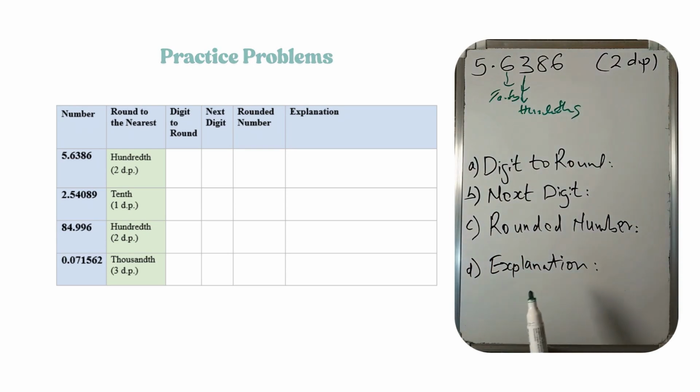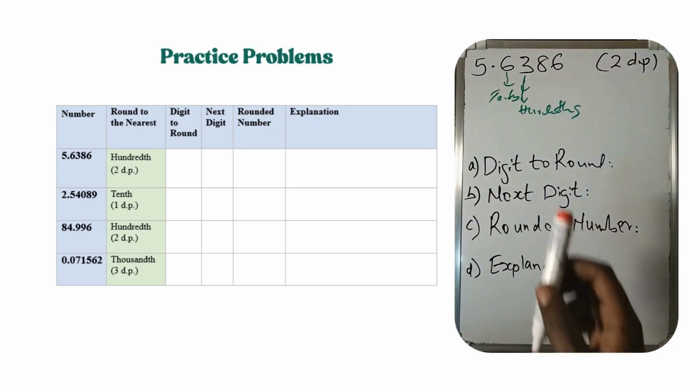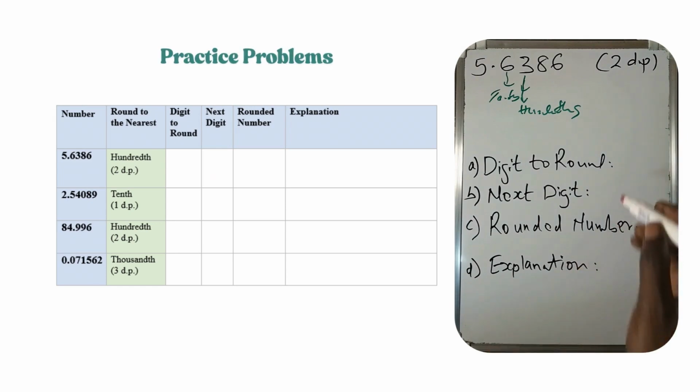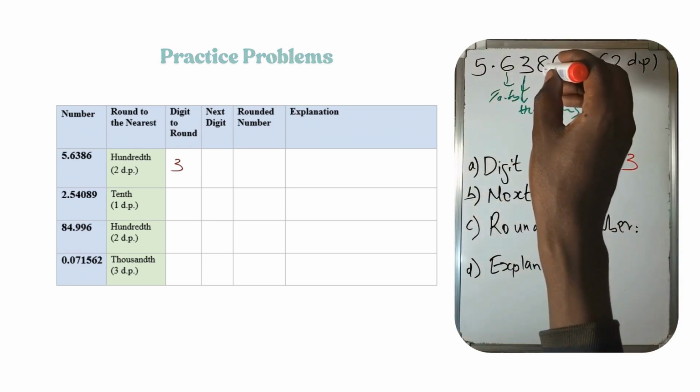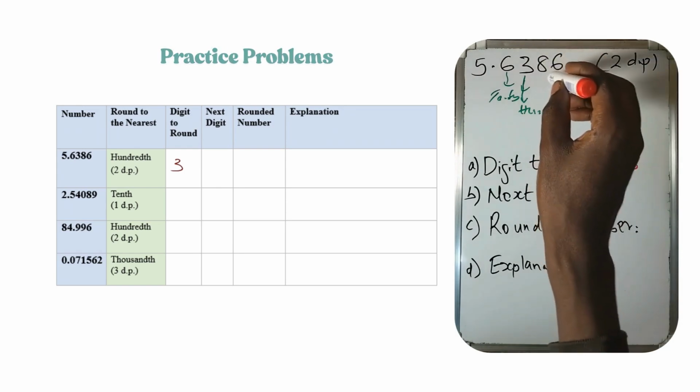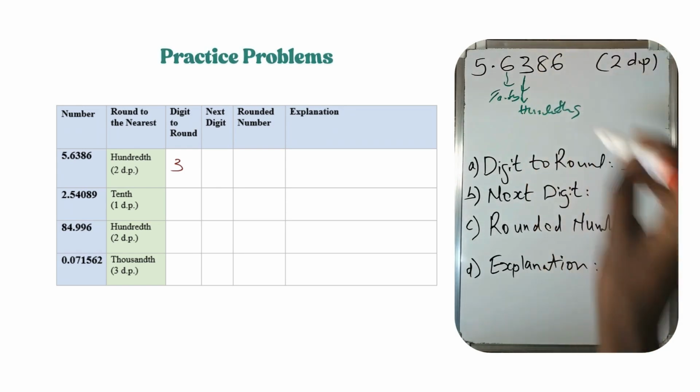So the digit to round is 3, because 3 is in the second decimal place, it's in the hundredth place. And the next digit from 3, the digit to the right, the immediate digit to the right, is 8.